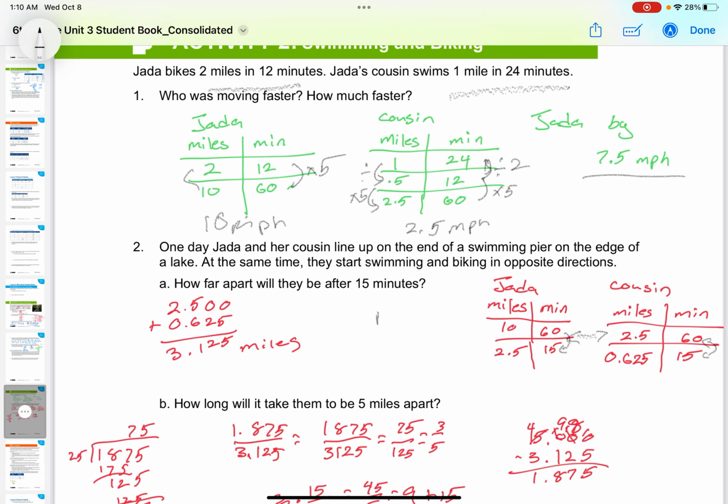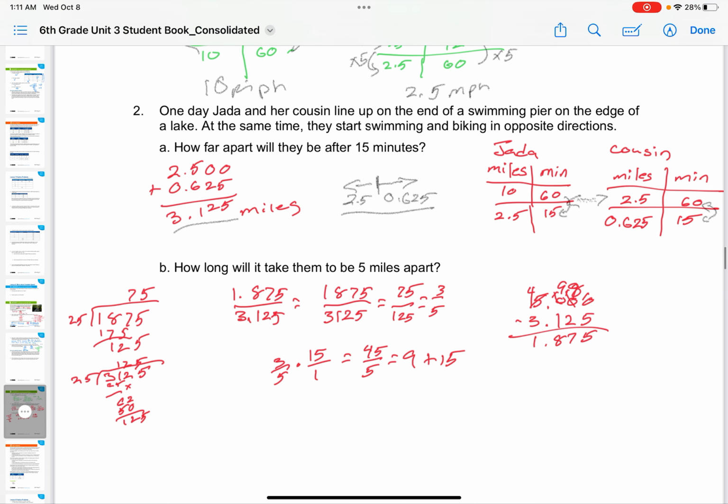And so if they're going in different directions, this is 2.5 this way and 0.625 this way. So we add them together, and so that's 3.125 miles apart. Now this last one is where it gets tricky, because it wants to know how long it'll take them to be 5 miles apart.